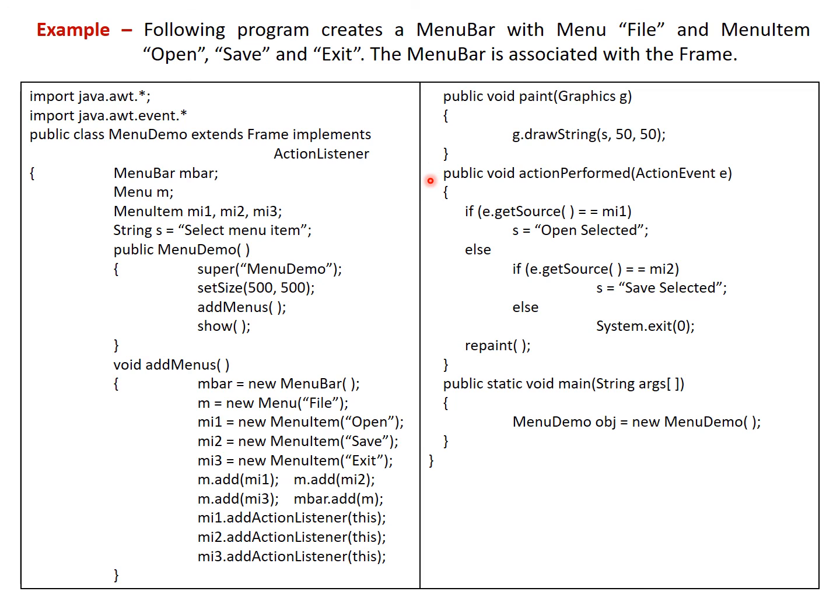Now whenever any menu item is clicked by the user, it will automatically execute the actionPerformed method, in which we'll check whether the first menu item is clicked by the user or the second or the third. Depending on that, we use the if statement and accordingly we'll take the corresponding action. And in the main method, we are creating the instance of the MenuDemo class and we display that menu in the frame.